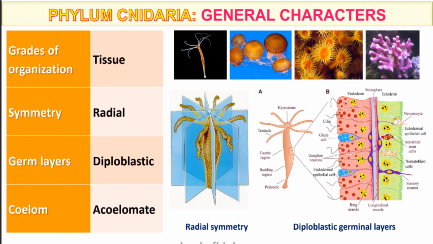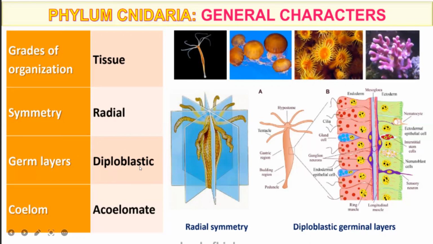What do you mean by radial symmetry? You can cut it into two equal halves, but in how many directions? In one direction, it is called bilateral. Radial means many directions. See here, one cut if you make, the second cut, third cut, fourth cut.